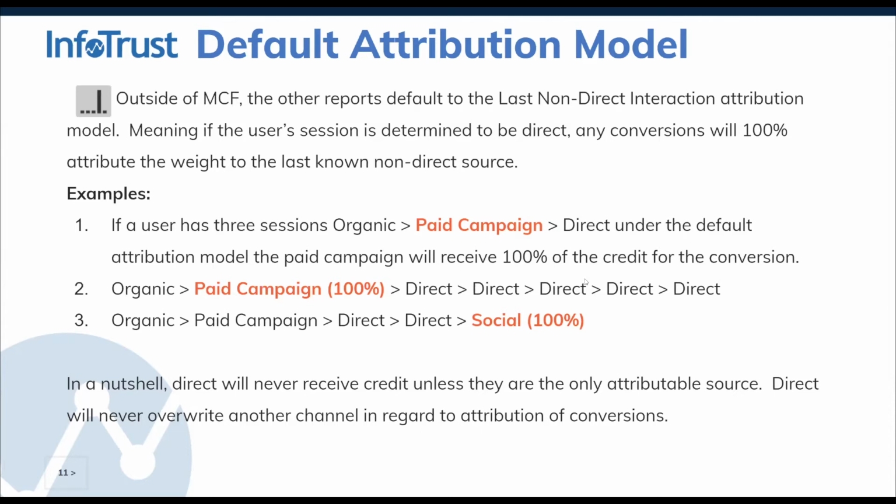So for example, in the second one here, they come in organic, then they come in through a paid campaign. So they did an organic search, did some research, and did some research again after visiting the site that says, oh, here's an ad, let's try this. And then they come in direct 5 times. The paid campaign will still get 100% of the credit for that conversion, simply because direct never overwrites it. And then alternatively, we have organic, paid campaign, direct, and social. If social was the last one, it's again always the last non-direct interaction that's going to receive the credit.